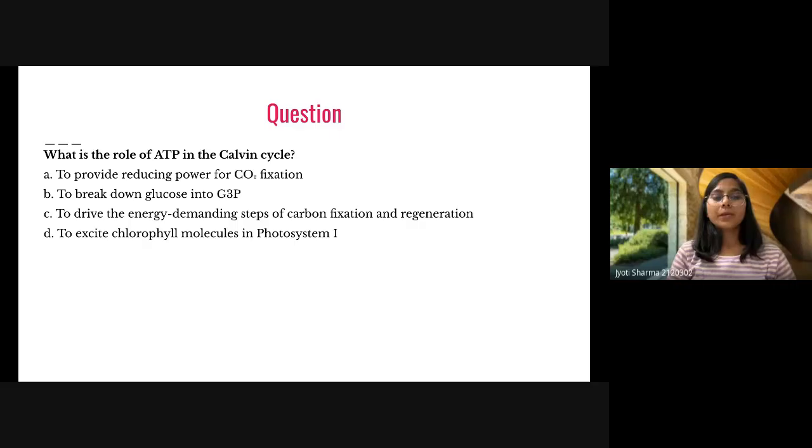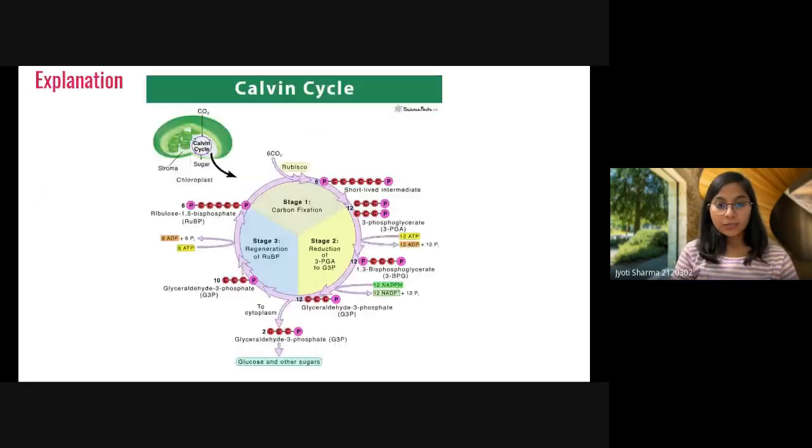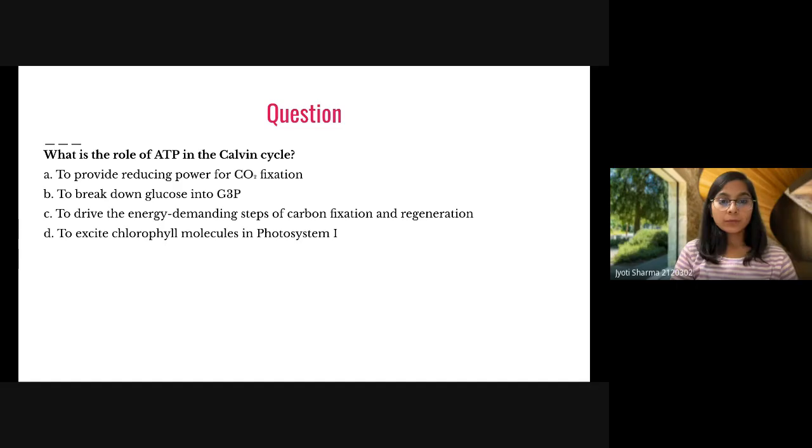So, as I told you, ATP is the energy currency. Whenever we need energy to break down some bond or to make some bond, we need energy, and we can get this energy by breaking down ATP into ADP, right? So yes, C is the right answer to drive the energy-demanding step of carbon fixation. Let me show you here.